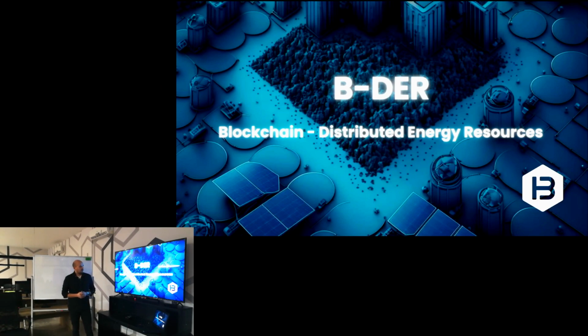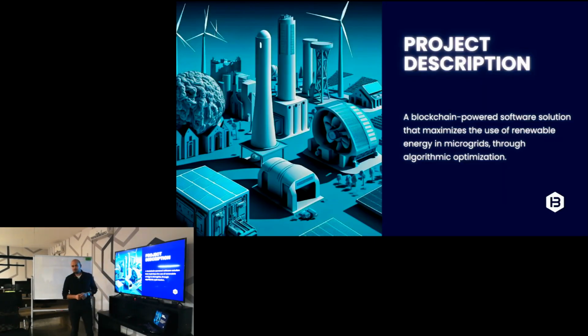So, tonight I'm going to be talking about BDER, which is short for Blockchain Distributed Energy Resources. And we have some fancy definition for this with a lot of complicated words. Its description is a blockchain-powered software solution that maximizes the use of renewable energy in microgrids through algorithmic optimization. So this sounds complicated, but it's actually a very interesting and simple idea, which is like a logical level up to the current energy sector industry. So what is the problem?